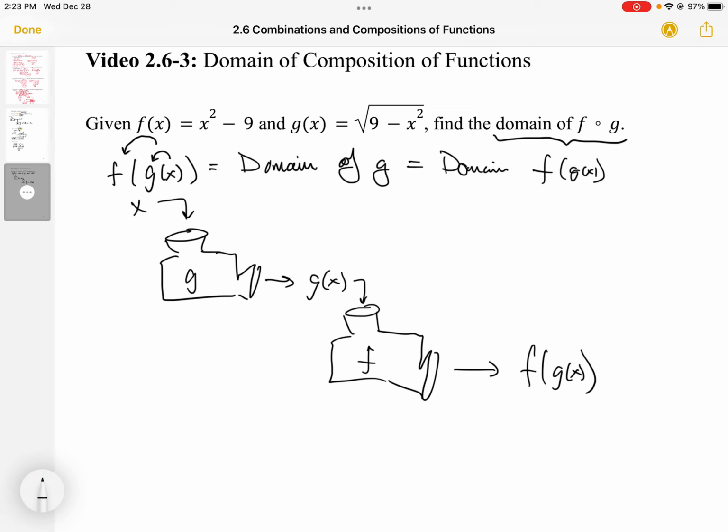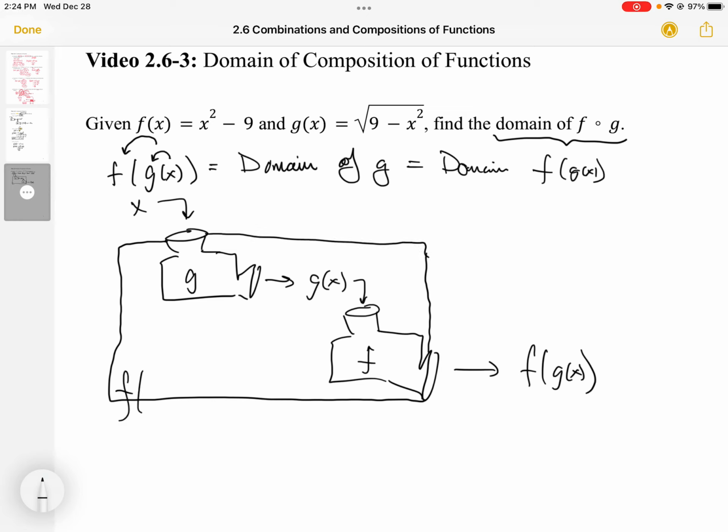Well, you could see the way I drew it here, I drew a separate machine for g and then a separate machine for f, but really what's happening with the composition of functions, it's like all of that is the inner workings to a larger function machine that is called f of g of x. Okay, so our domain is the set of all inputs. That's our domain, and our range ends up being what comes spitting out of this machine. But the question asks for the domain.